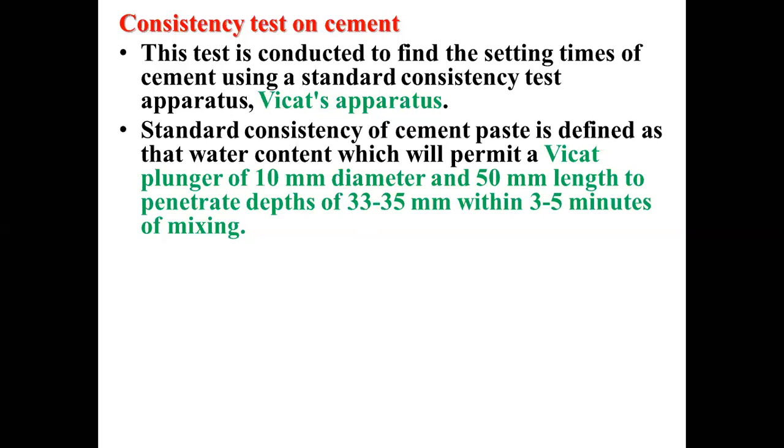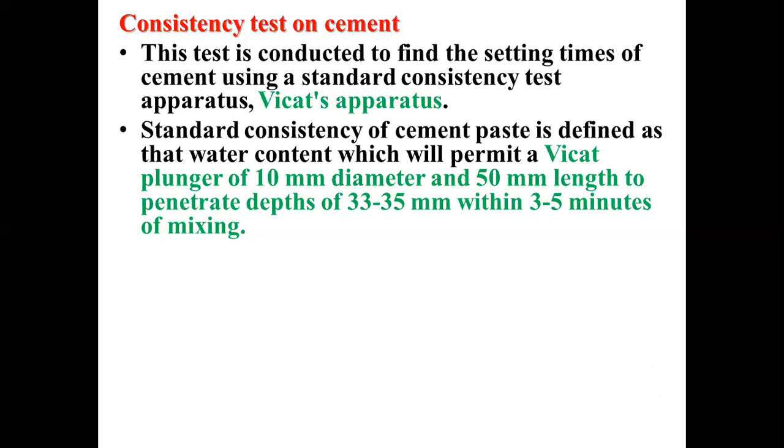Suppose I add water at 25% of the weight of the cement. I take 300 grams of cement, calculate 25%, and add that much water. I prepare a paste and put it into the mold. Then I operate the plunger to penetrate into the mold, and I see what the penetration is. Suppose I get a penetration of 3 to 5 mm from the bottom, say 4 mm. Then my standard consistency is 25%, because with 25% water by weight of the cement, I got a penetration of 3 to 5 mm.